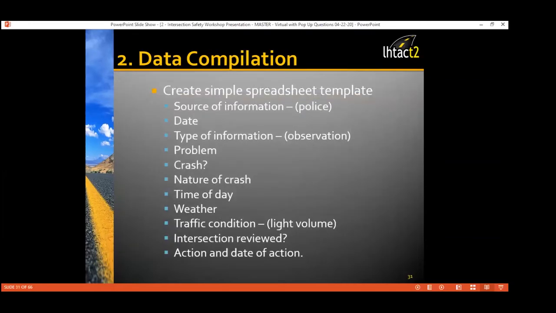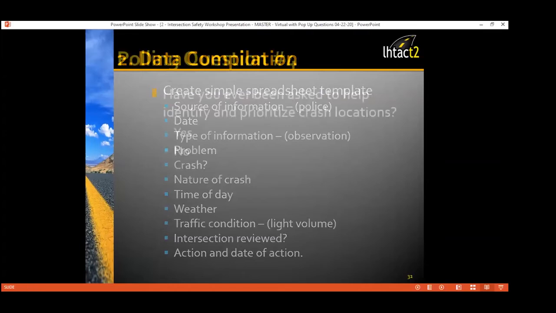Off you go. So again, when you create your simple spreadsheet template, this slide basically gives some of those important headings, but you obviously came up with a lot more than these that are just as important as well.